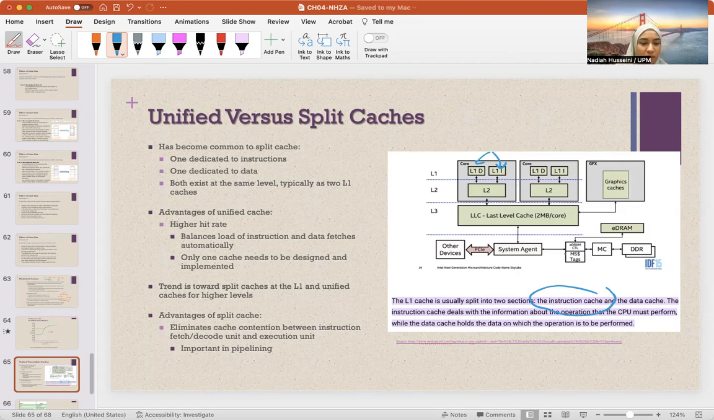So the advantage of split cache is that it eliminates cache contention between instruction fetch, decode, and execution unit. So you don't have your L1 having a meeting about who gets to do what, what instruction gets to go first. When you have that split, they know what they're supposed to do and it becomes faster. And this is very important in pipelining.